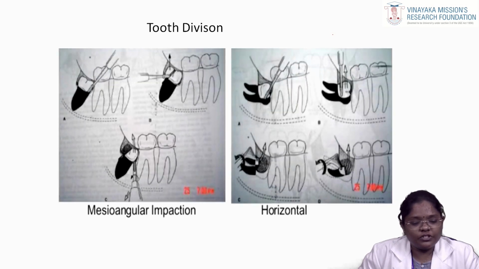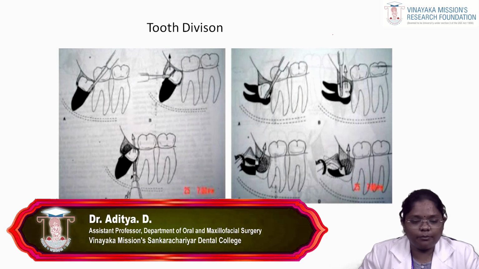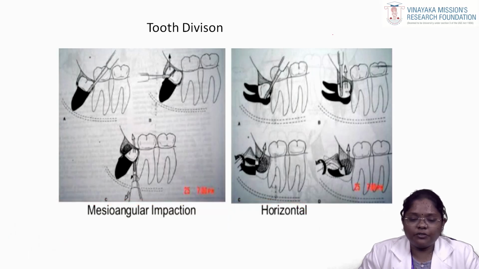Tooth division. For mesioangular impaction, the distal part of the crown is divided and removed and the entire tooth will have space to move distally and come out of the socket. In horizontal impaction, most of the 3/4 of the crown is removed and then the entire tooth is removed in toto, or the roots can be divided and removed.